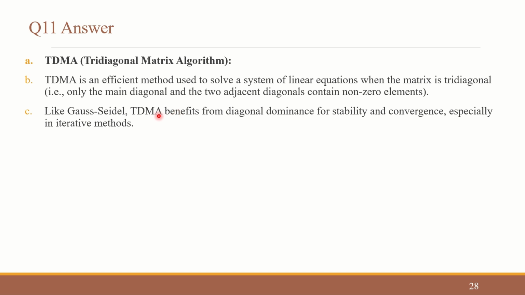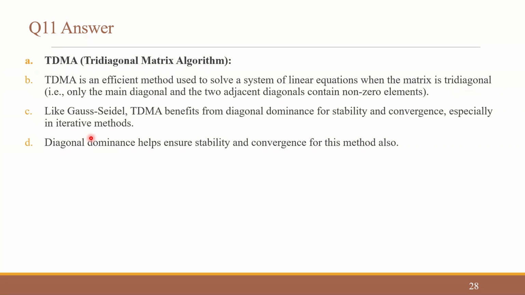Like Gauss-Seidel, TDMA benefits from diagonal dominance for stability and convergence, especially in iterative methods. Since TDMA is similar to Gauss-Seidel, in TDMA also the convergence is easily met when we ensure diagonal dominance, because only 3 elements are present: the diagonal element, the subdiagonal element and the above diagonal element. So it can be done. Diagonal dominance helps ensure stability and convergence for this method also.